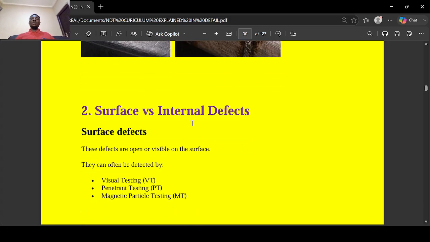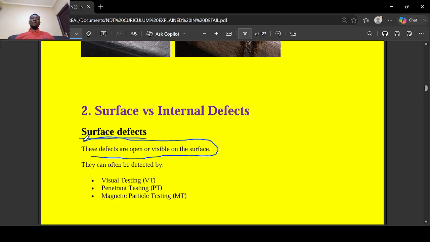So, talking about surface versus internal defects. What are surface defects? These are defects open or visible on the surface, like the name implies. You can see them visually, or with the help of methods like visual inspection, penetrant testing, and magnetic particle testing, MT. With these you are able to visualize surface defects.